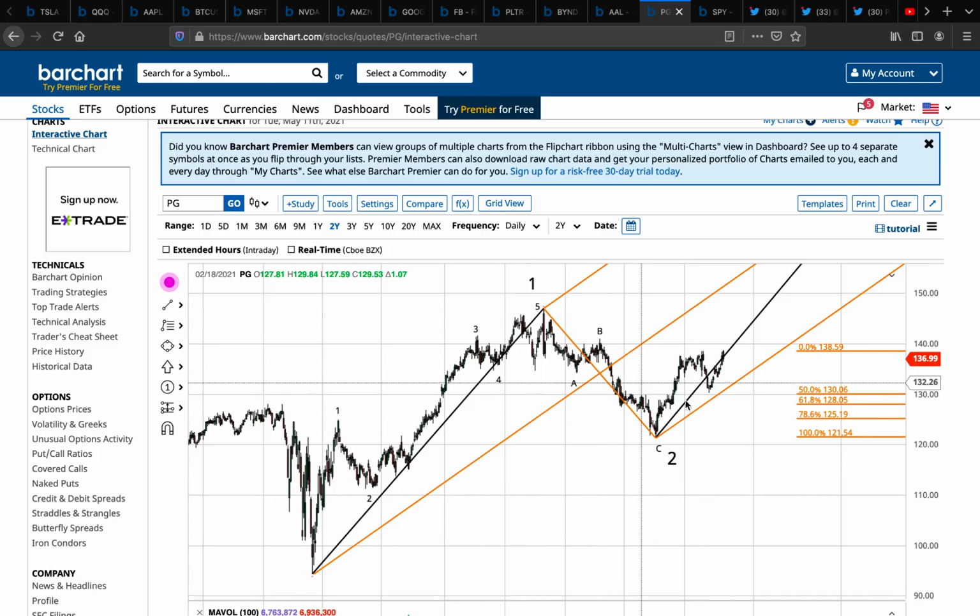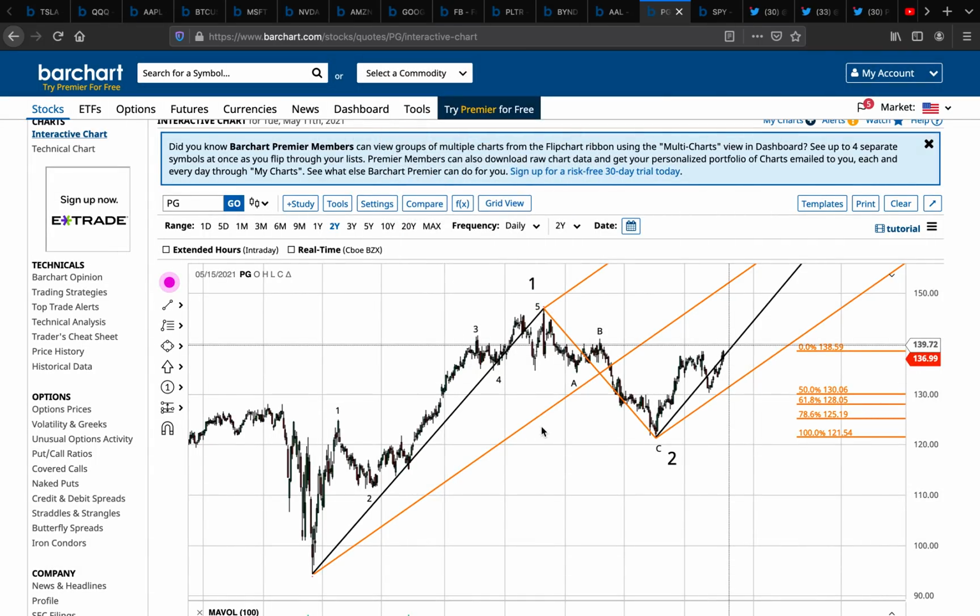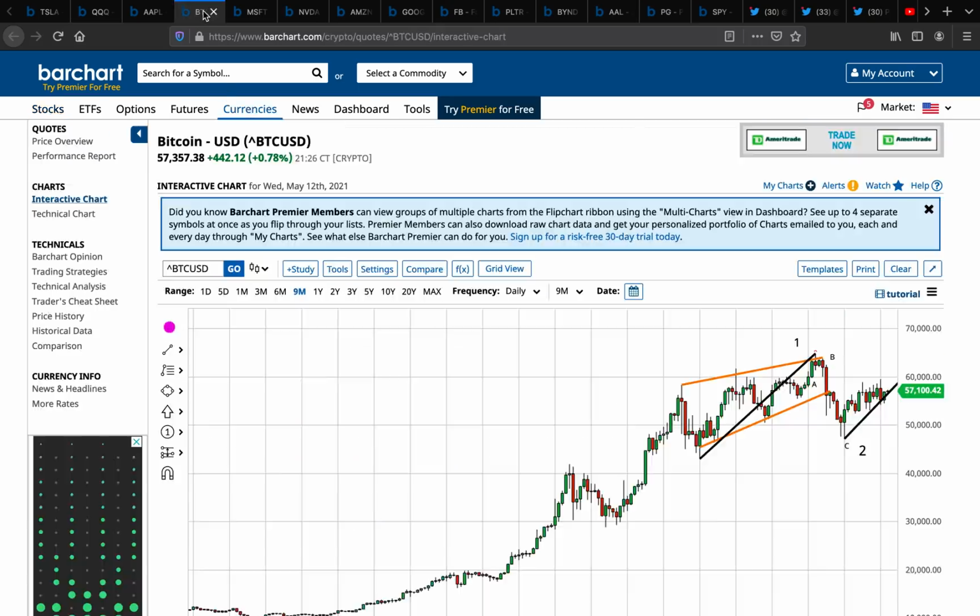The length of wave 1, placed at the wave 2 low, will take Procter & Gamble as high as 174. I think that will happen in the next 7 to 8 months. I think 8 months pretty conservatively. So, that's the market. Here's Bitcoin. We'll end off with Bitcoin.